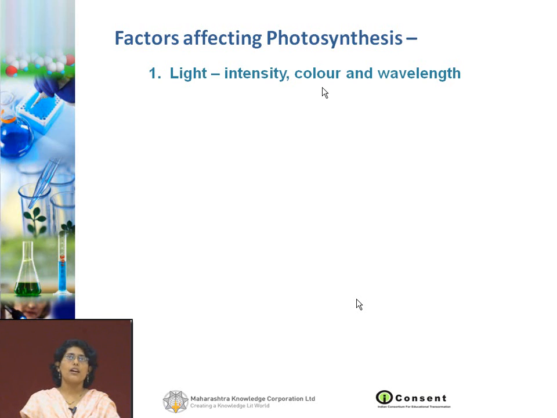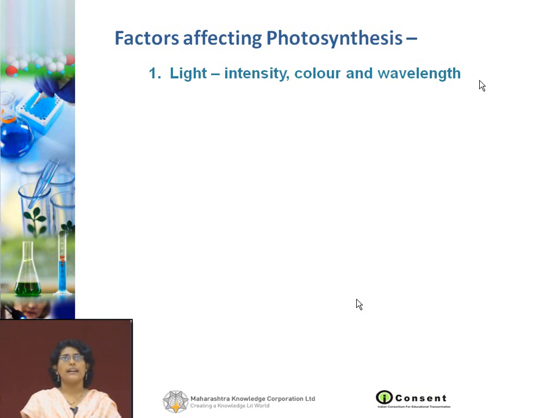And the pigments are of green color. The leaves are of green color. That means the green colored light is not absorbed by the plants. That is, in green light, the photosynthesis rate will be minimum or there will not be any photosynthesis.